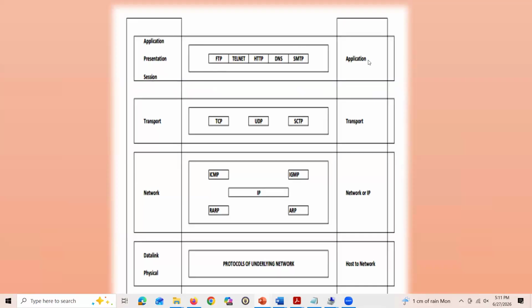Now when you map it to the TCP, here it is, that's application. So these are the protocols. Then when you come to the transport, we have the TCP and UDP. Another name for TCP is connection-oriented protocol, and another name for UDP is connectionless protocol. TCP stands for Transmission Control Protocol. UDP stands for User Datagram Protocol. This one is connectionless.